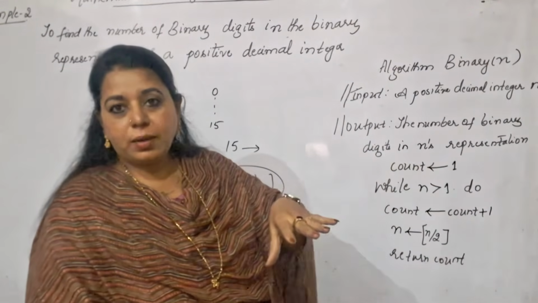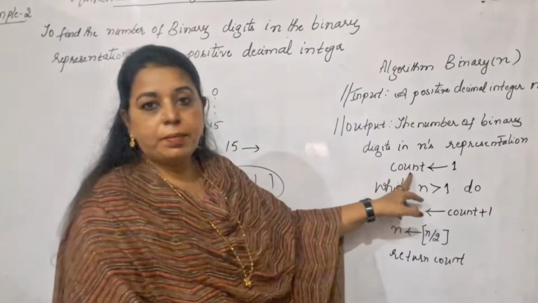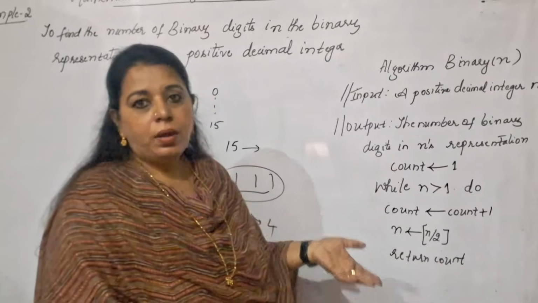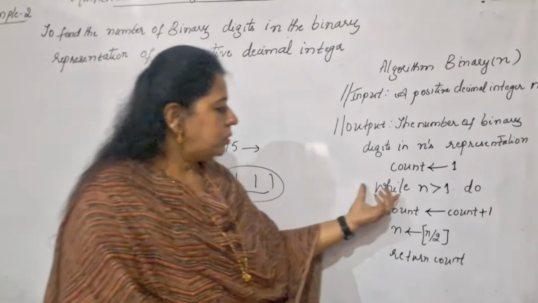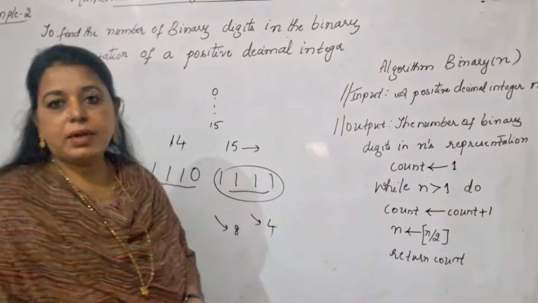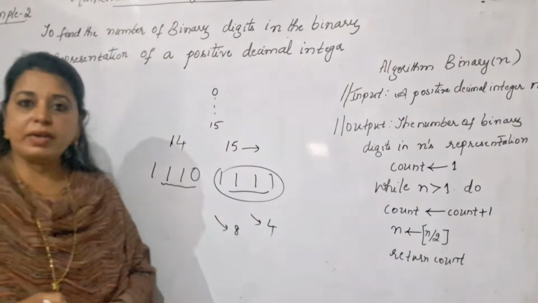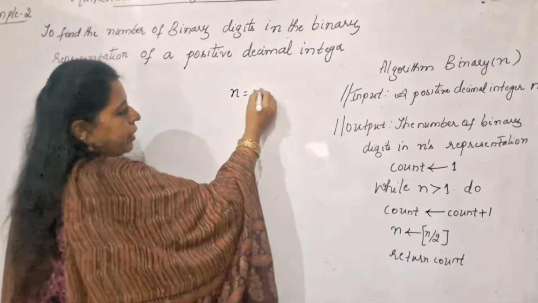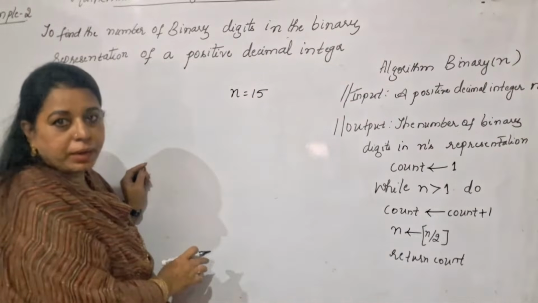Because you want to count the number of bits, you are keeping a variable here, count, to keep track of the number of bits that are required in order to represent the decimal number. So we shall see this pseudocode with an example. We shall trace this and finally find out the time efficiency for this algorithm. Let me take n equal to 15. This is the positive decimal integer.